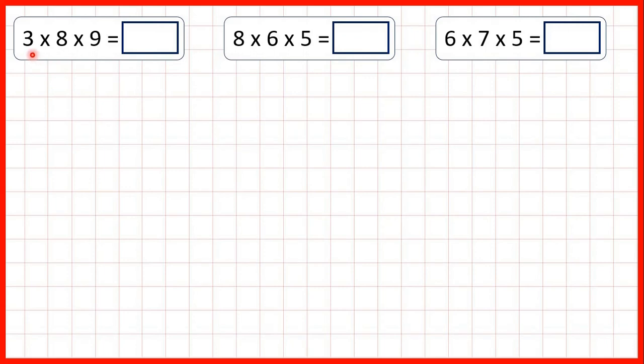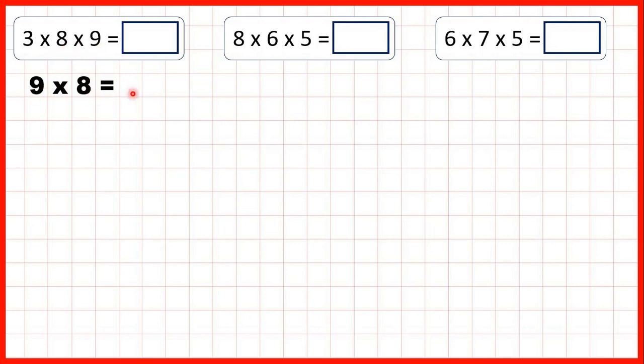Now we need to multiply 3 numbers together. But with multiplication, we can multiply in any order. So first, we have 3 times 8 times 9. But because we can multiply in any order, we could start by multiplying the larger numbers first.